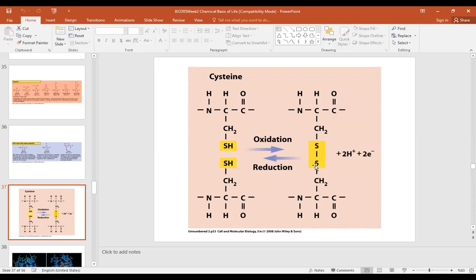Okay, so we will talk about denaturation and renaturation of protein towards the end of the lecture. But just to give you an idea of how disulfide bridges are formed, I wanted you to have a look at this picture as well.